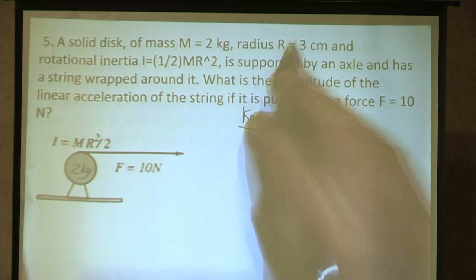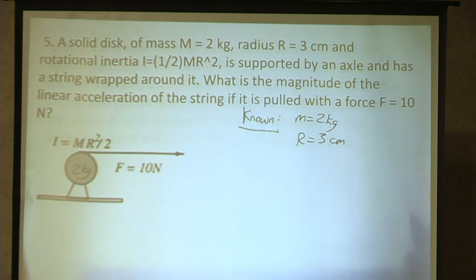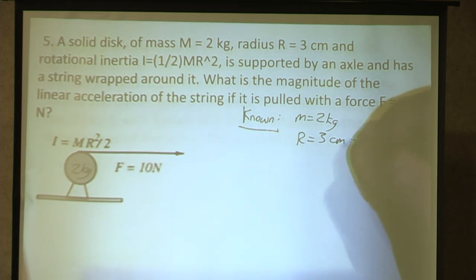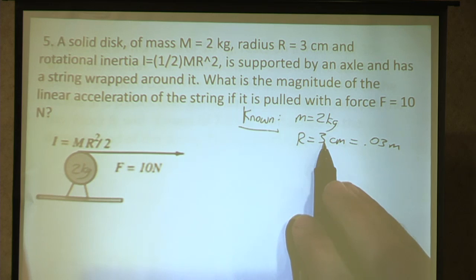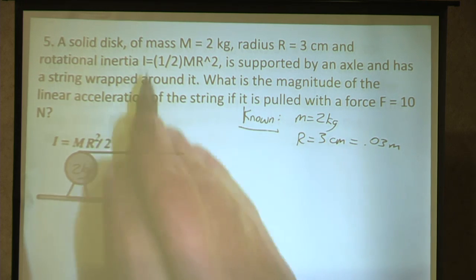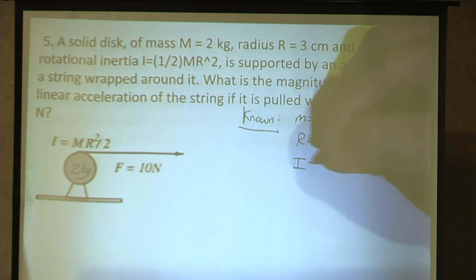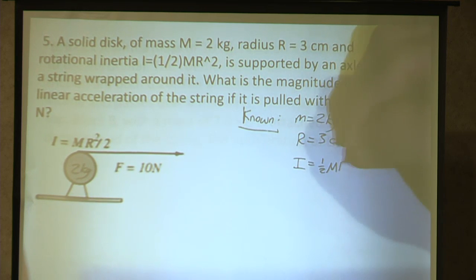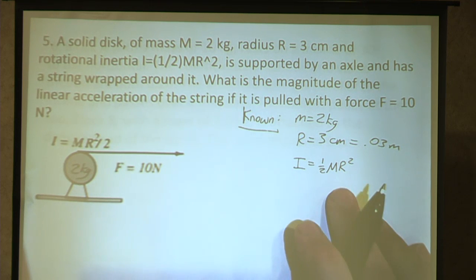I know that the radius is 3 centimeters. I like to convert it to meters, since there's no point in ever really having it in centimeters. We know that the rotational inertia is given by this equation, which will always be given in your exam. What else do we have?